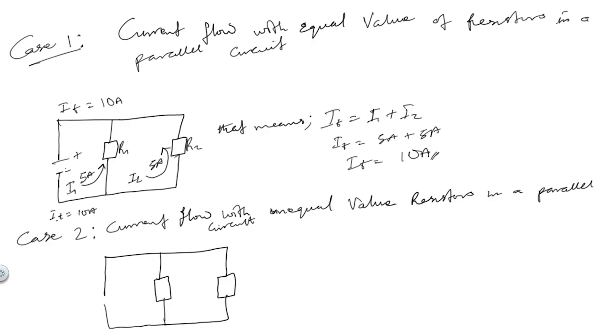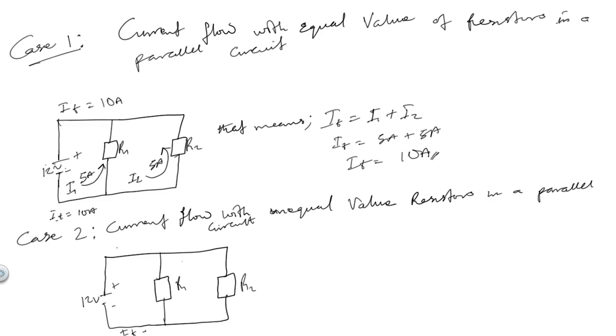Still maintain this negative, positive. This is R1, this is R2. Here we have, let's say, all are 12 volt sources. All these are 12 volt voltage sources. IT. Alright, we now have this sketch as this.